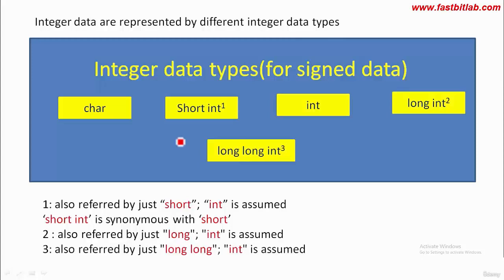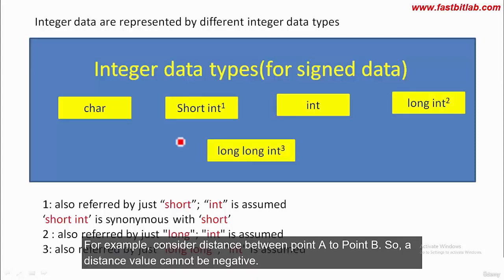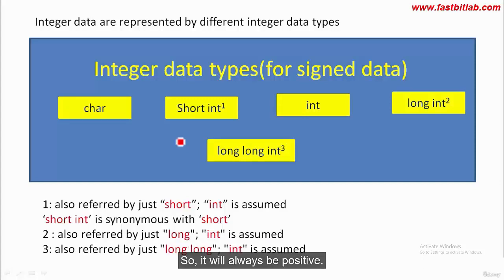Right? For example, consider the distance between point A and point B. A distance value cannot be negative, so it will always be positive. That type of data is called unsigned data.